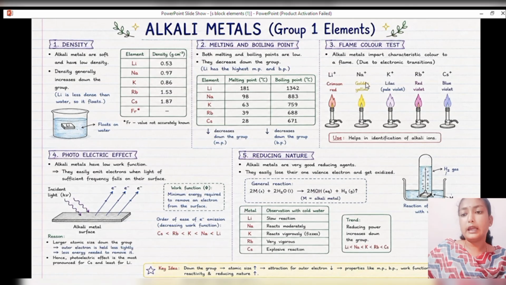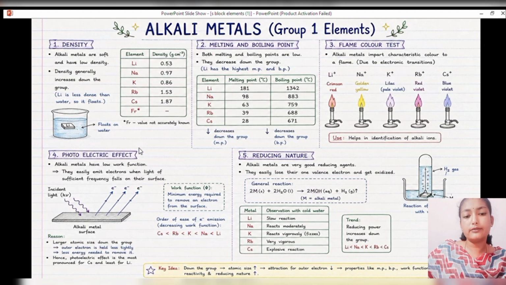Sodium will show golden yellow. Potassium will show pale violet. Rubidium will show red violet. Cesium will show blue violet. These colors you have to remember. They are useful while you are doing a salt analysis experiment. At that time, if you observe crimson red, then you can understand it has a lithium cation.